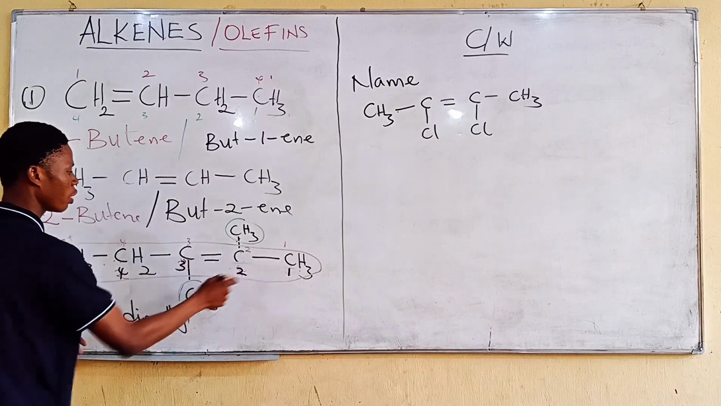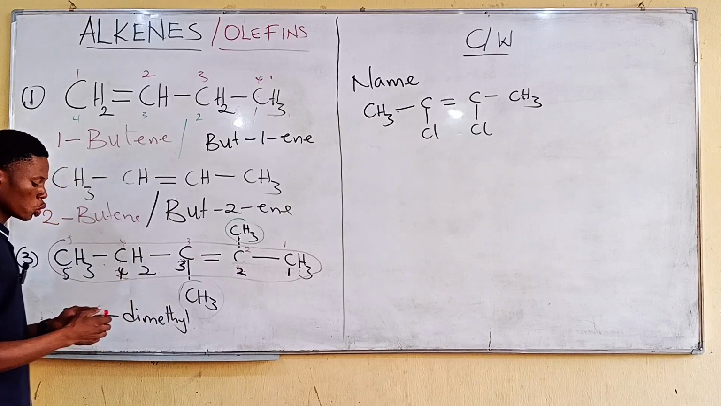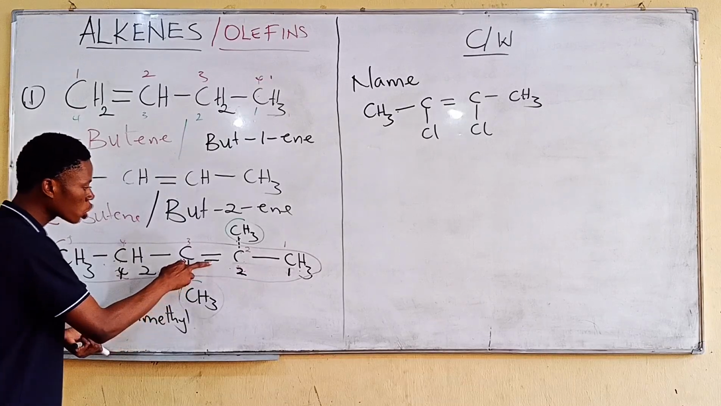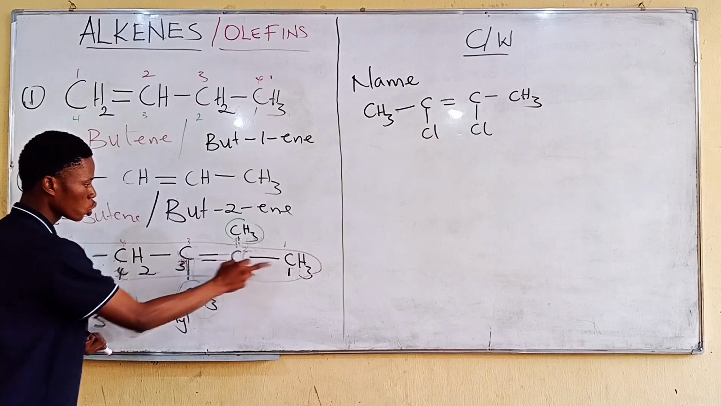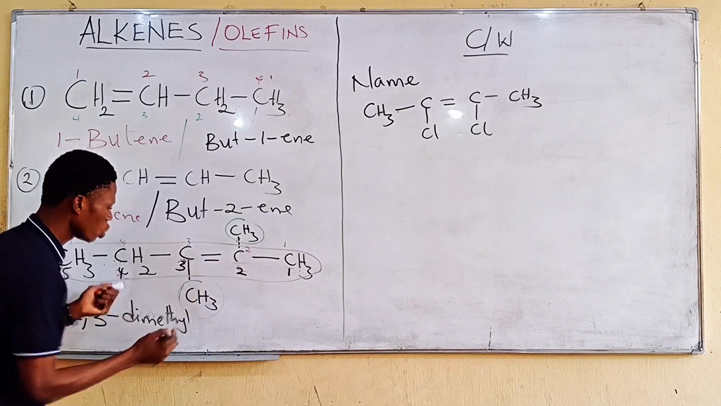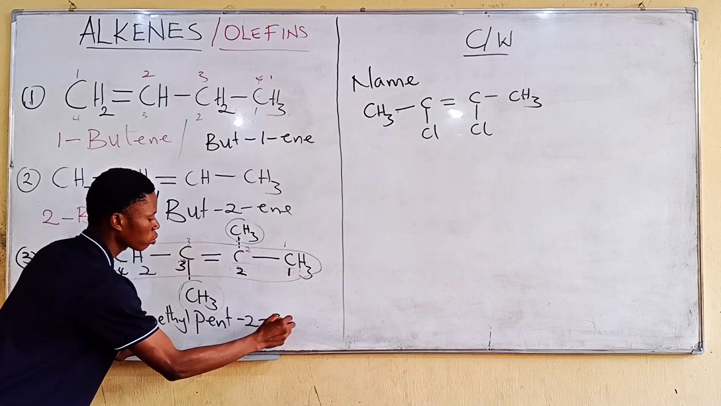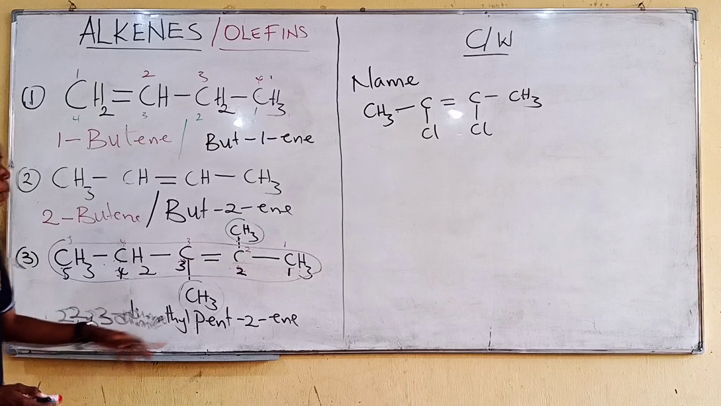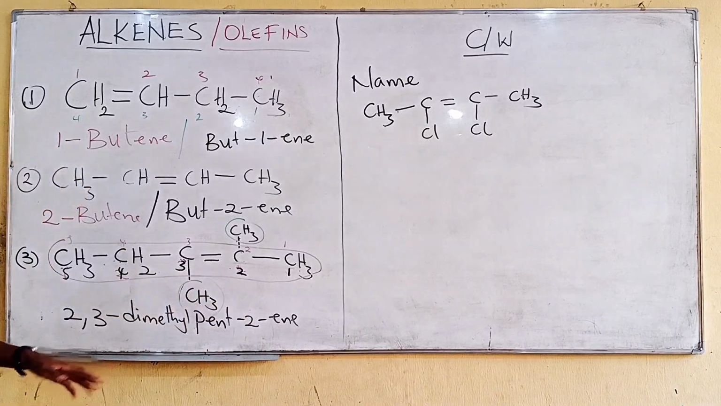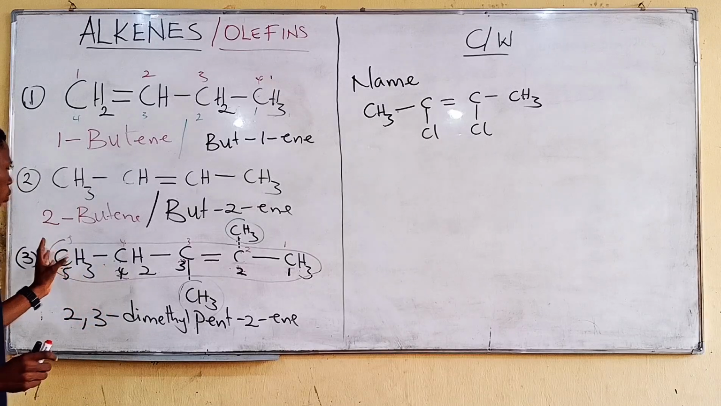Now the parent: 1, 2, 3, 4, 5. Pentene. But you cannot just write pentene, because you must tell them the position of the double bond. The double bond is on carbon 2, 1, 2, it is on carbon 2. So you say pent-2-ene. So the name of this compound is 2,3-dimethylpent-2-ene. This was actually a past question. It's very simple. Just follow the rule.